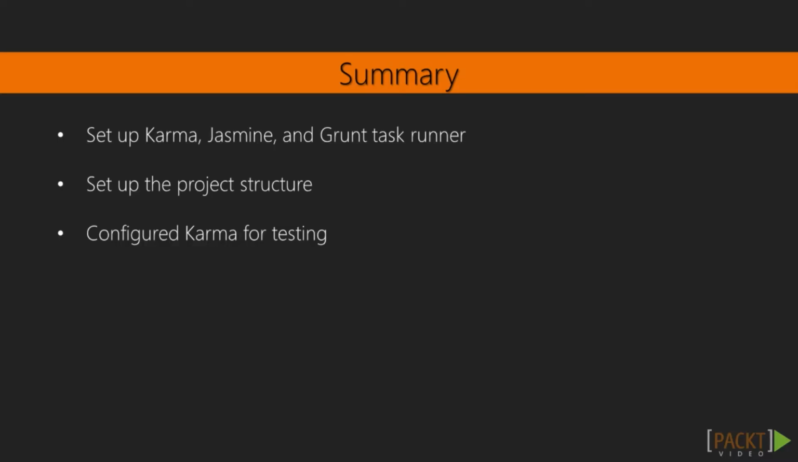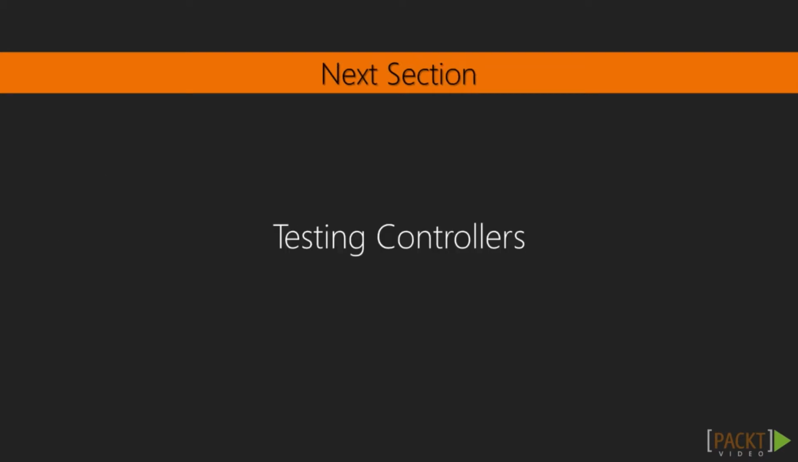Now we have the infrastructure for both unit testing and end-to-end testing. We have successfully set up Karma to run unit tests and end-to-end tests. We have Protractor working so that it can run end-to-end tests. End-to-end testing is very important for full test coverage. In the next section, we'll add a few controllers and directives and test their interaction.